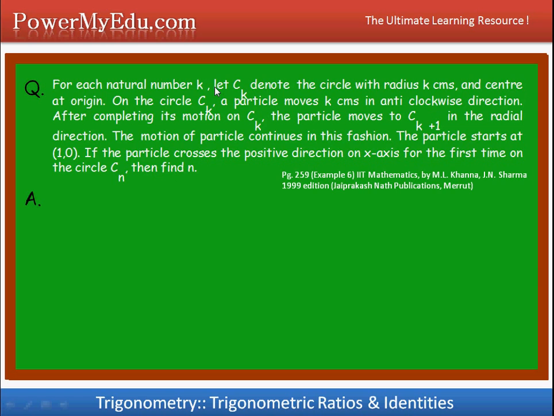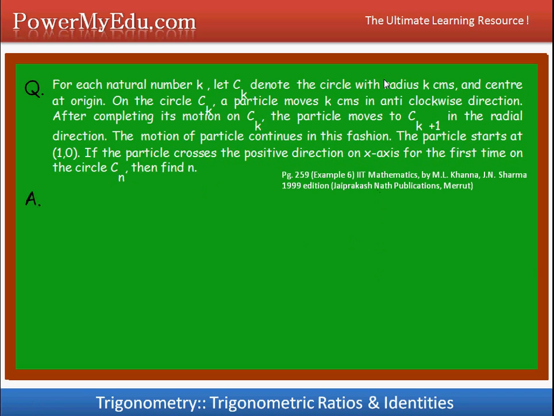So what is happening is there are a lot of circles C1, C2, C3, and a particle is moving on the circle and changing its circle, say from C1 to C2 and C2 to C3 and so on. On each circle it moves a distance equal to the radius of the circle. So after moving k centimeters on Ck, it will move k plus 1 centimeters on Ck plus 1 and so on. Because it's moving in an anti-clockwise direction in different circles, at a particular time it will cross the x-axis for the first time in the positive direction, and we need to find the circle on which it will cross the x-axis for the first time.